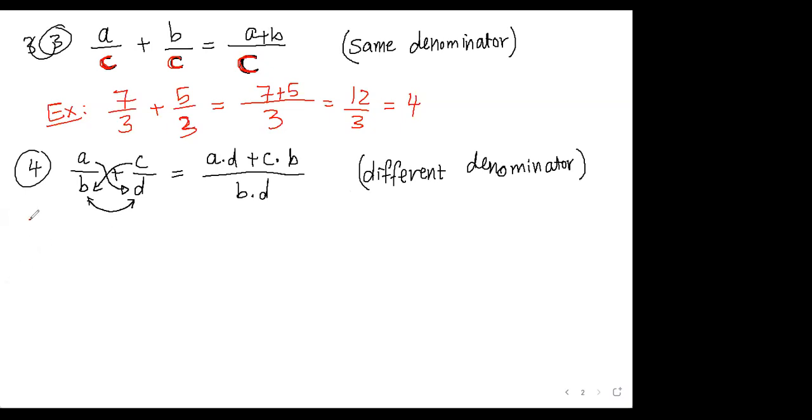Example. Suppose I have 2 over 3 plus 7 over 11. What is the answer?